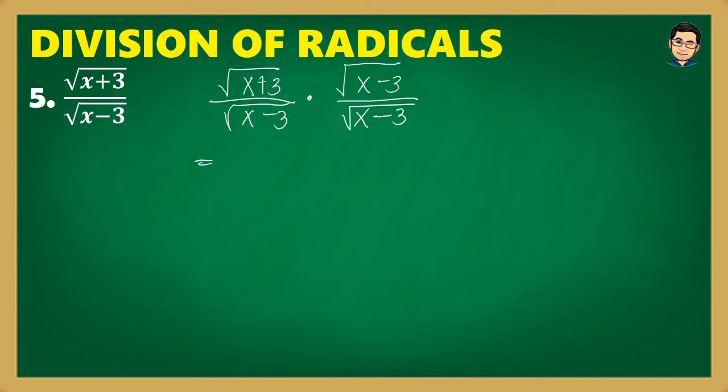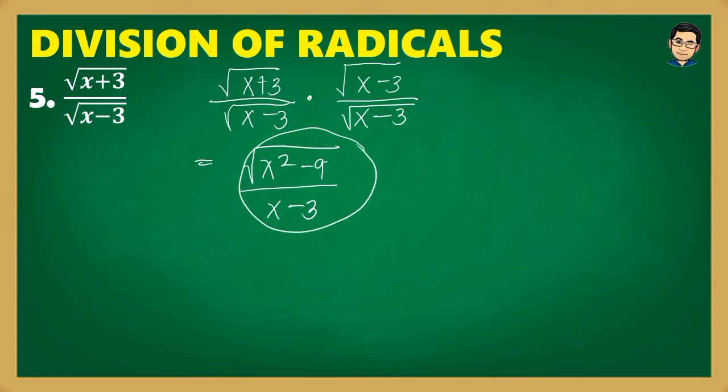So, since pareho naman sila ng terms, magkaiba lang ng sign. So, that will become x squared minus 9. So, x times x is x squared. 3 times negative 3 is negative 9. Over x minus 3. Ayan. So, kasi kapag minultiply natin yung square root of x minus 3 tsaka square root of x minus 3, mawawala na po yung radical sign. So, kasi yun po yung ating target. Okay. So, this will be our final answer. The square root of x squared minus 9 all over x minus 3.